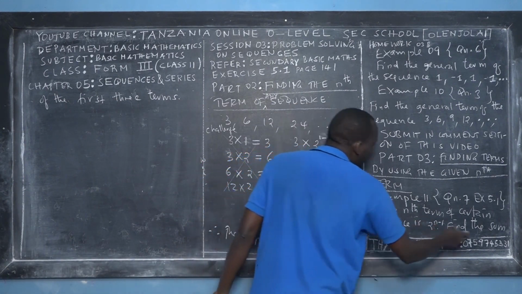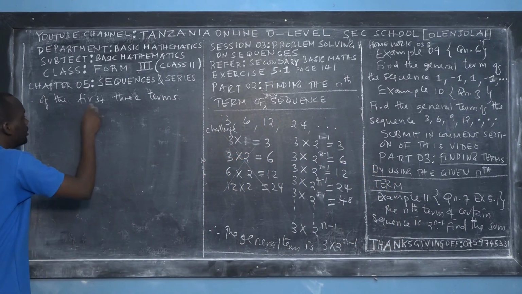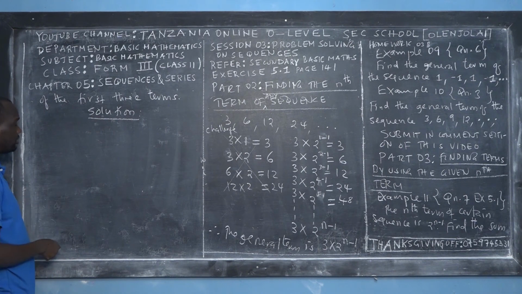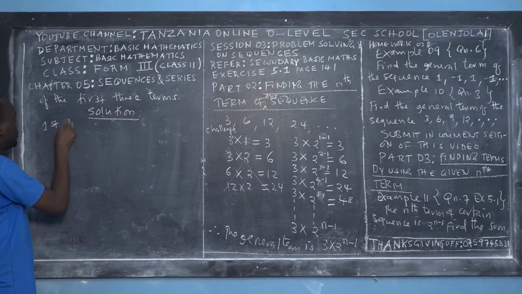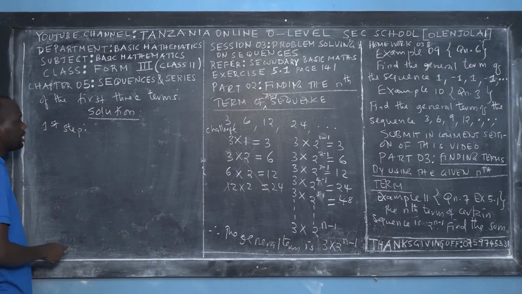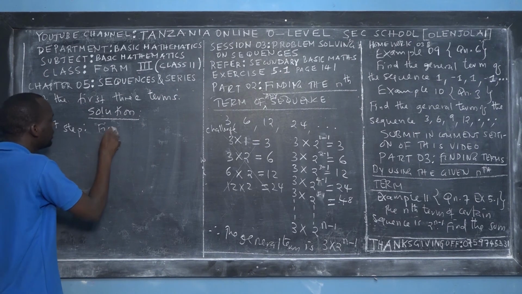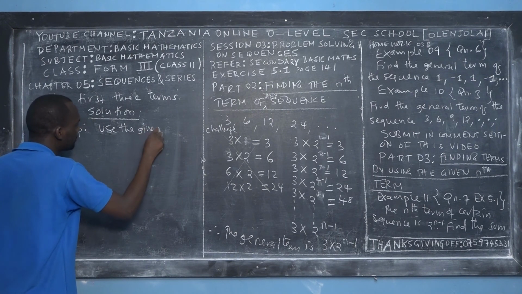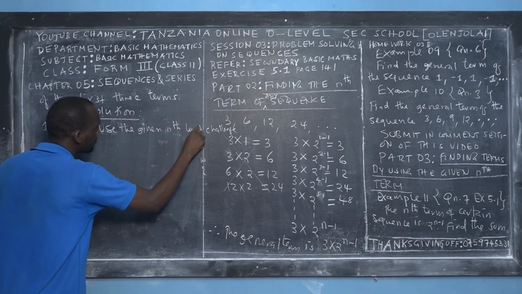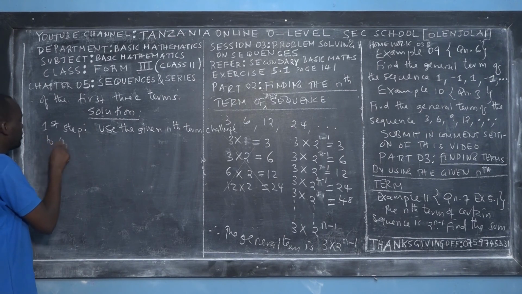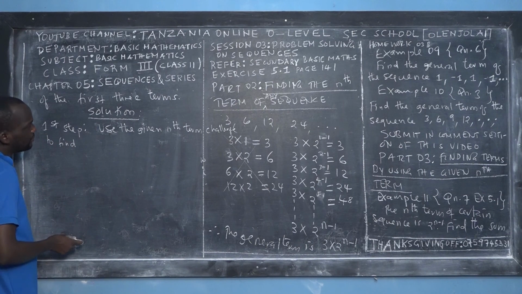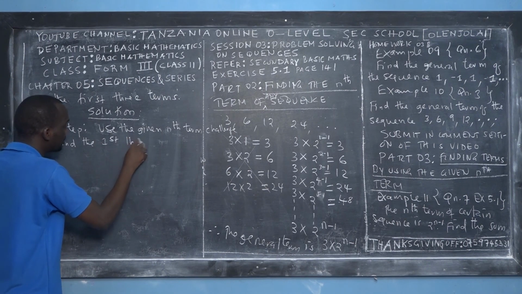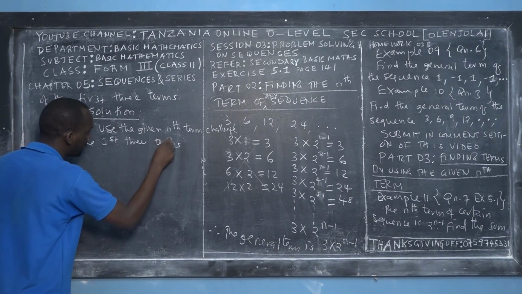So the question says the n-th term of a certain sequence is 2^n minus 1. Find the sum of the first 3 terms. Let me teach you how I can solve this problem. This is still the introduction. We'll follow 2 steps mainly. The first step: use the given n-th term to find the first 3 terms.